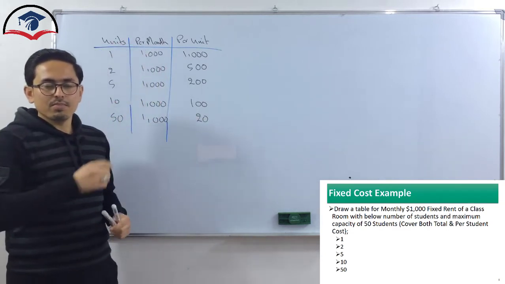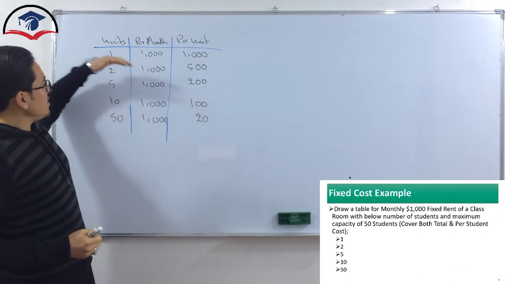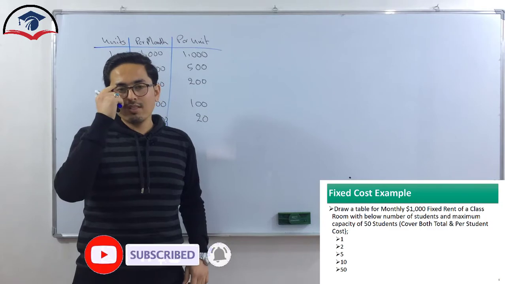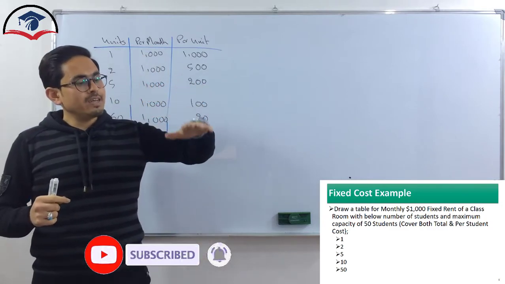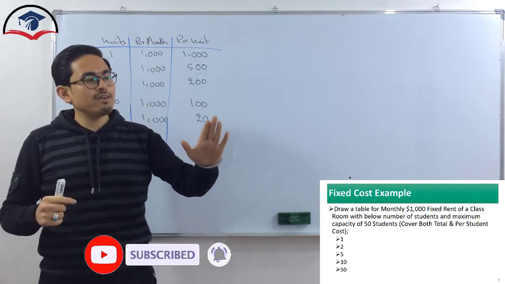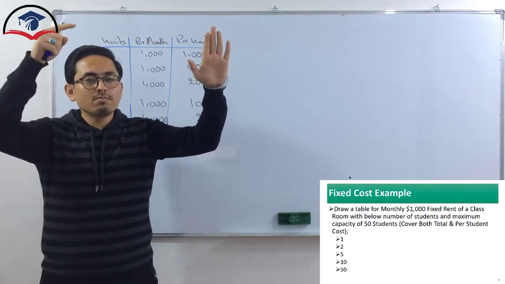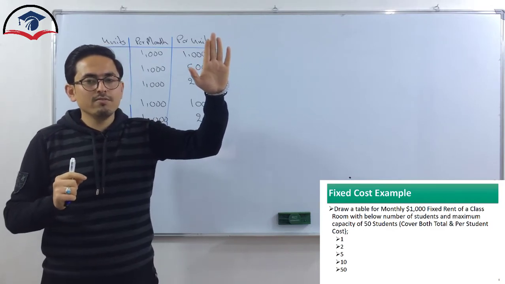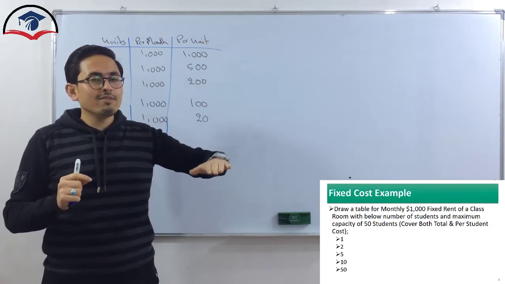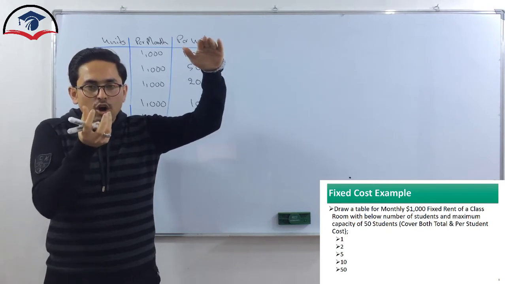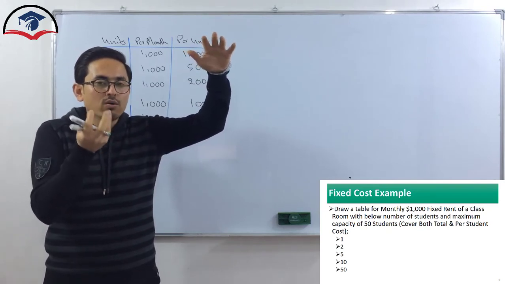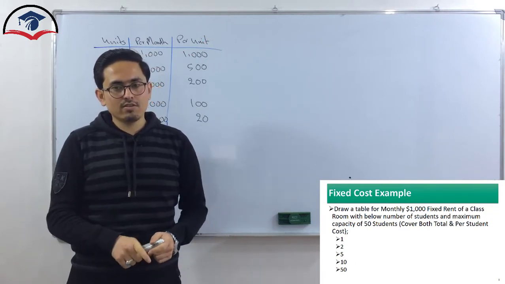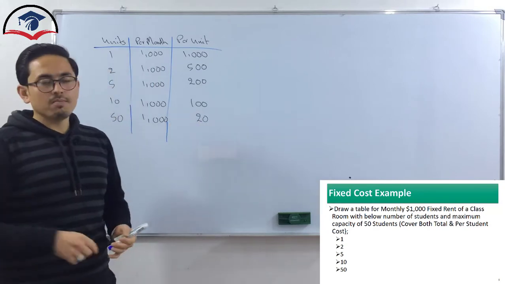So you can see here, when the level of activity increases, the cost per unit will decrease. What does it mean? My level of activity means number of students. When it increases, the cost per unit will decrease. This is the relationship you need to remember. That's very beneficial. But when the level of activity increases, my cost in total will stay at $1,000 without any change. This is the relationship of the fixed cost. And you can see the table here.